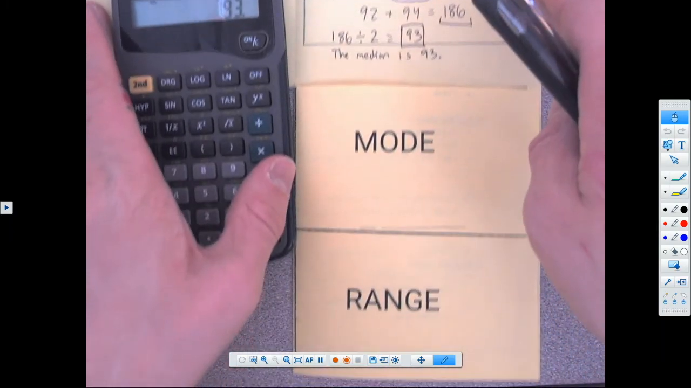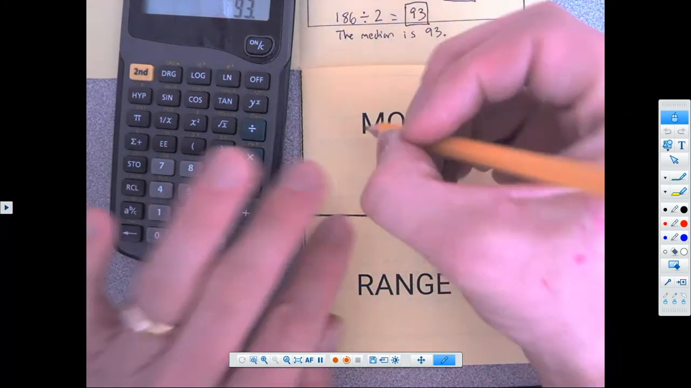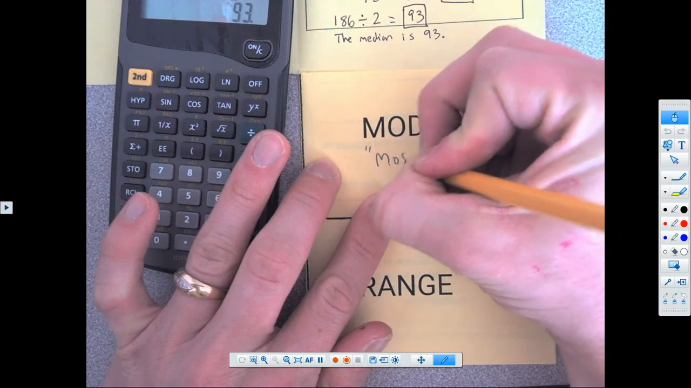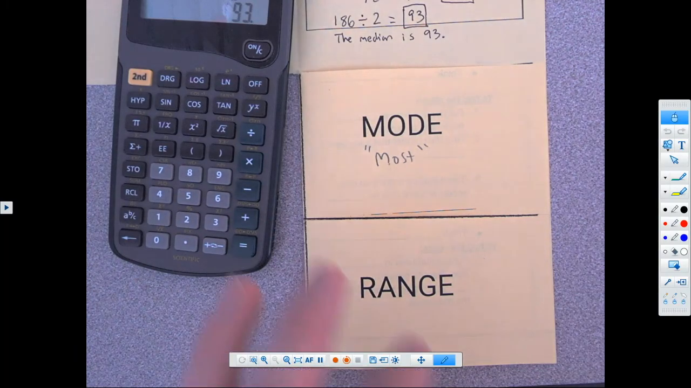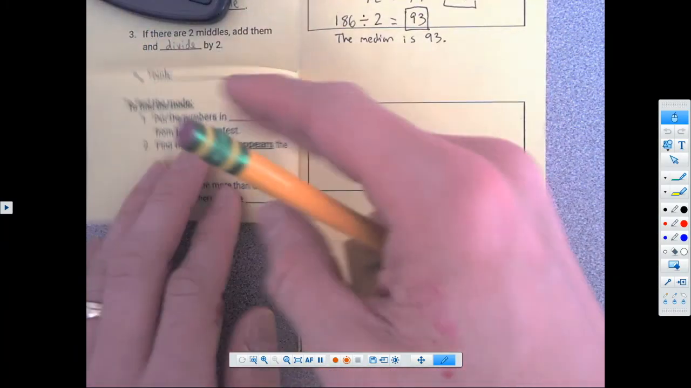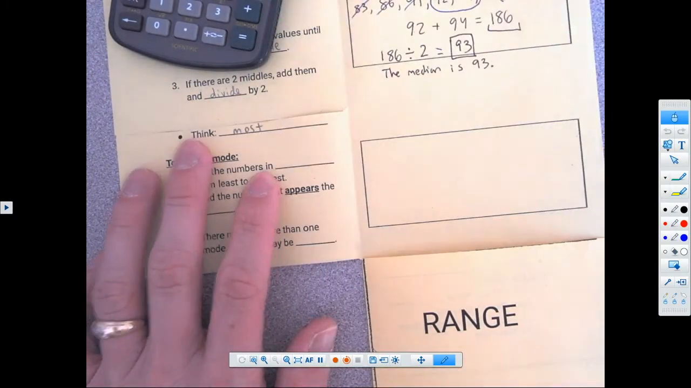So next we got the mode. This one shouldn't take us very long. When you hear mode and when you think of most, and remember, I mean the one that occurs the most frequently, the one that happened the most, not the highest. Okay? So let's flip this open. When you hear mode, I do still want you to think most.